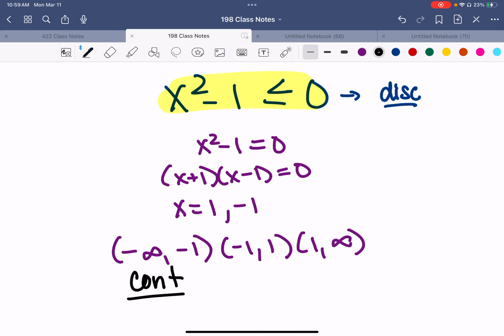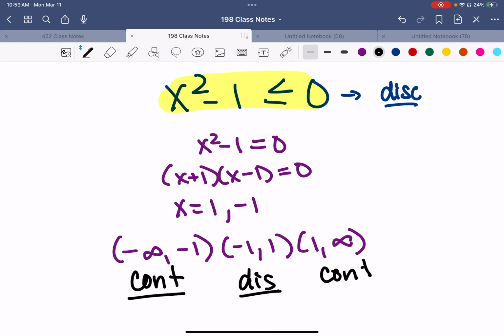Then I can check my middle interval. Between negative 1 and 1, there's a 0 there. I'm going to plug that one in. If we plug in 0 for the x that's highlighted, that gives us negative 1 on the left. And that is less than or equal to 0, which tells you that it's discontinuous, because that less than or equal tells us where it's discontinuous. Then for the last interval, choose a number. I'm going to go with 2. Plug in 2. 2 squared is 4 minus 1 is 3. 3 is not less than 0, so it fails my inequality. So it's not discontinuous. It's actually continuous here.